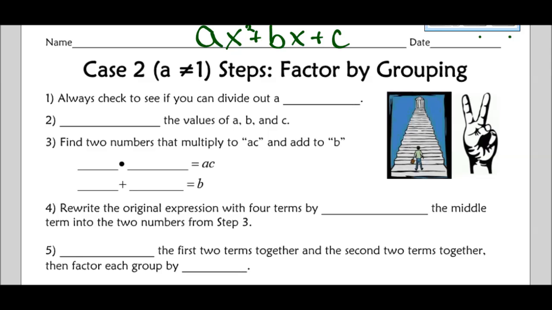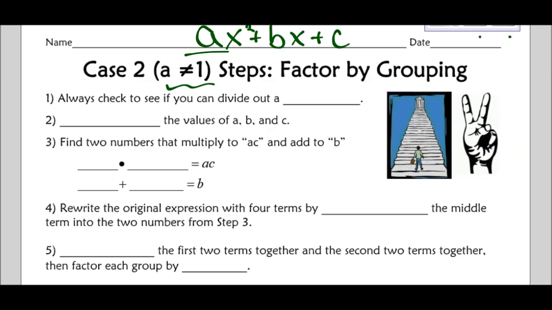Exactly what we were doing before, except now A is not equal to 1. That's all it's really trying to say. A is not equal to 1, which makes it just a little bit trickier. Basically, you're looking for the same thing. You're looking for what's going to multiply to something and add up to that middle term. But now we have to do an extra step, which involves the GCF.